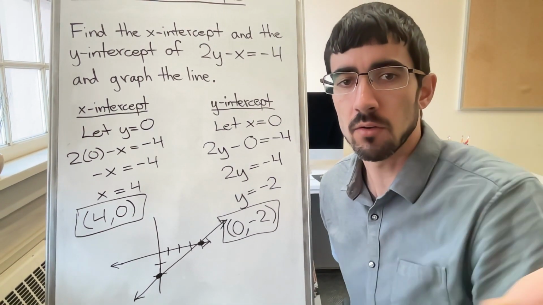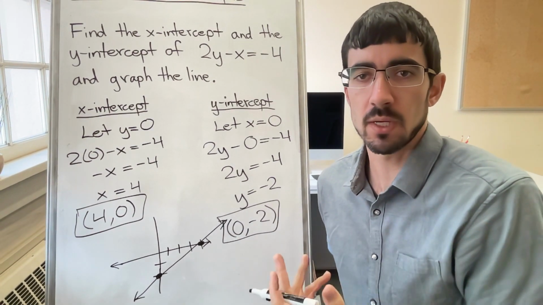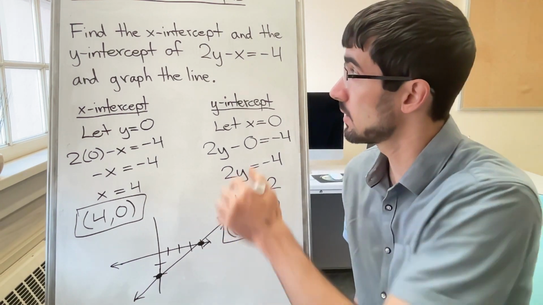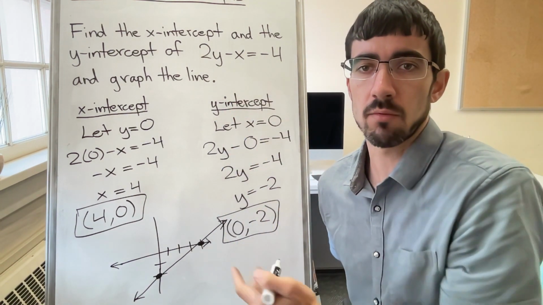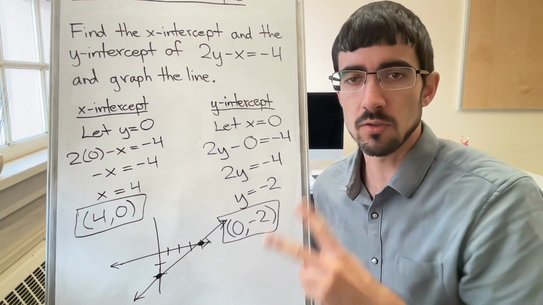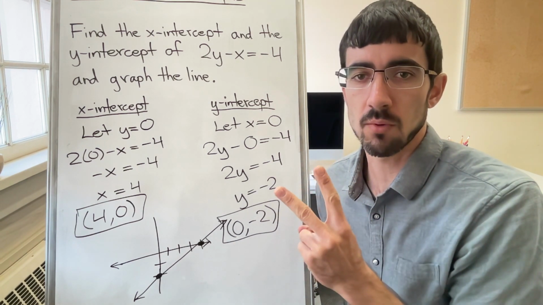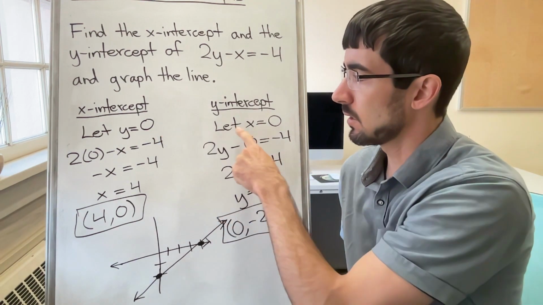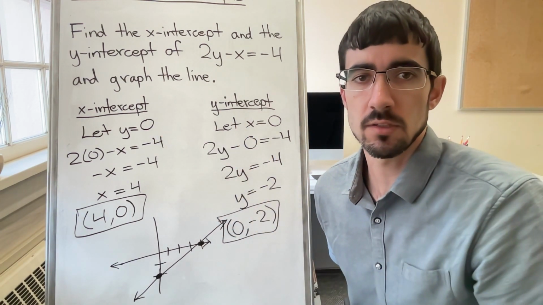Notice that here, I don't even know what the slope is. I never paid attention to the slope. I never put this line into slope-intercept form. So this is an alternate method of graphing lines based on 2 points, the x-intercept and the y-intercept, which are easy to find if you follow these instructions.